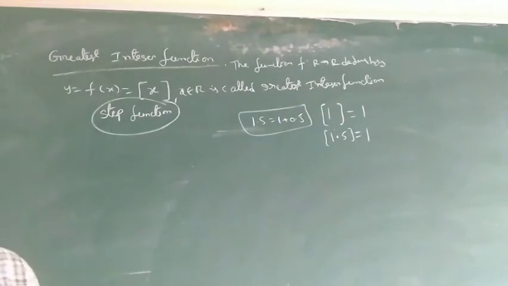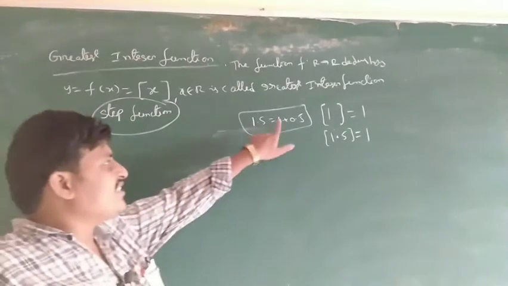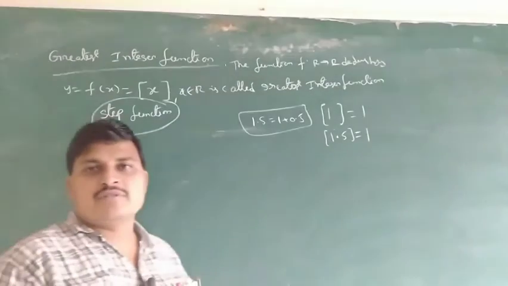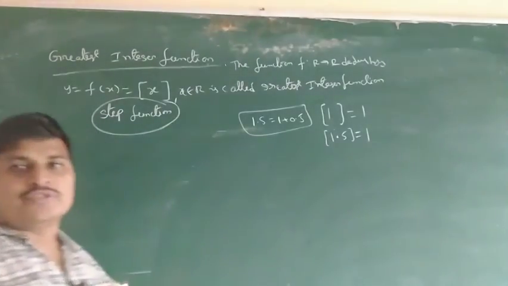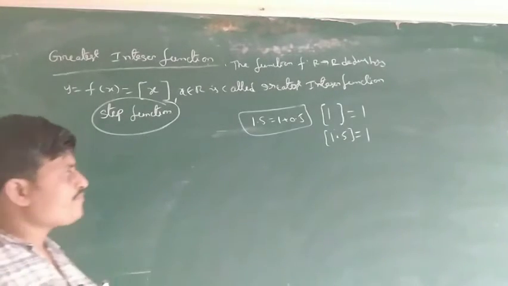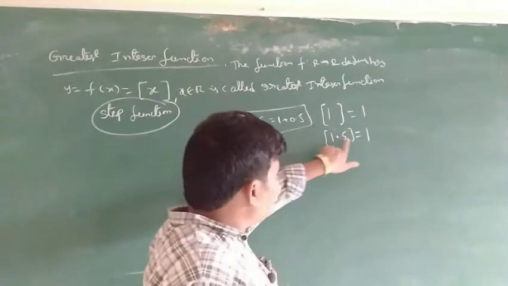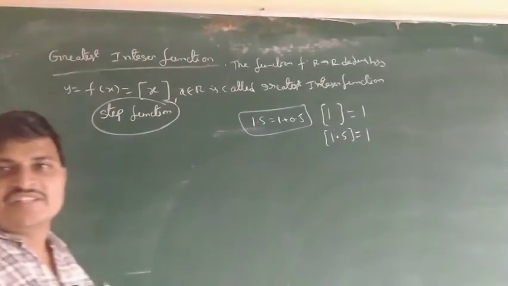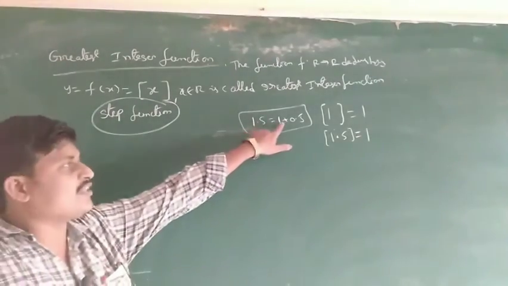1.5 is equal to 1 plus 0.5. So 1 is an integer, 0.5 is a fractional. Fractional means 1 by 2; 0.5 is equal to 1 by 2. So in 1.5, what is the integer part? 1 is the integer part.